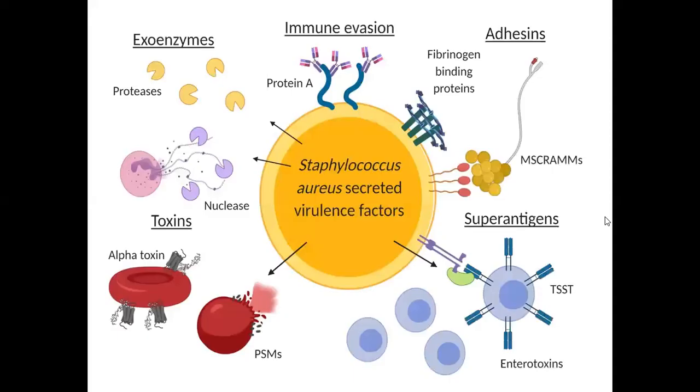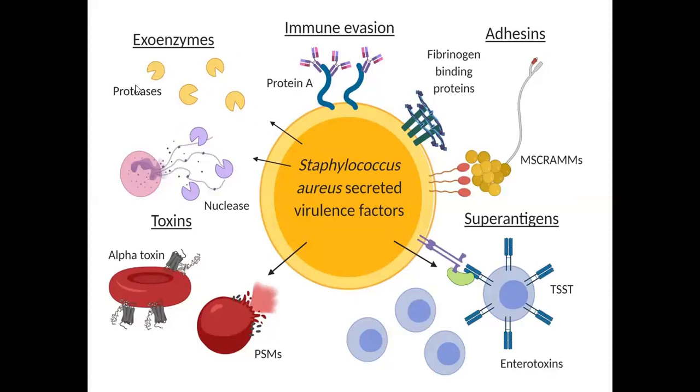So look at this page, and there you can see how many virulence factors Staphylococcus aureus has. Adhesins, fibrinogen binding proteins, and also protein A to contact with immunoglobulin A and neutralize immunoglobulin A action.